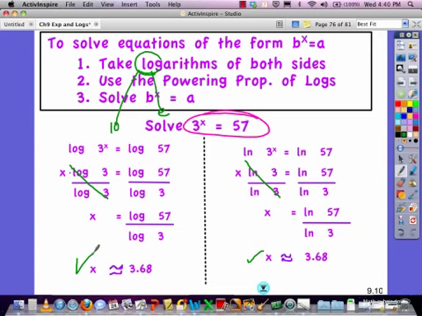When does it matter? Well, obviously, if it's a base 10 problem, it makes sense to use log. If it's a base e problem, then it makes sense to use natural log. So keep that in mind as you work, but if it's any of those other bases, base 5, base 2, base 7, it's all up to you.